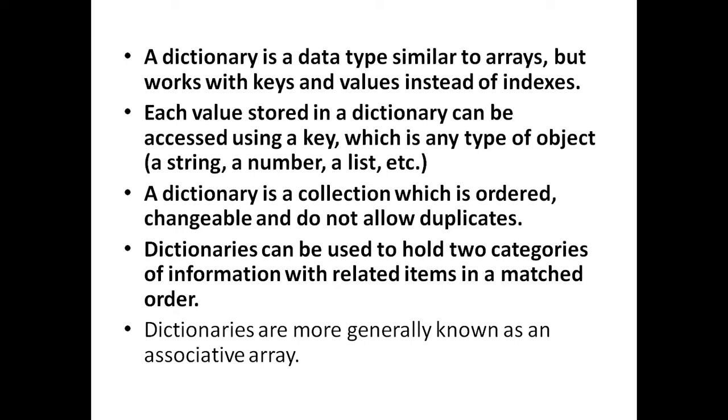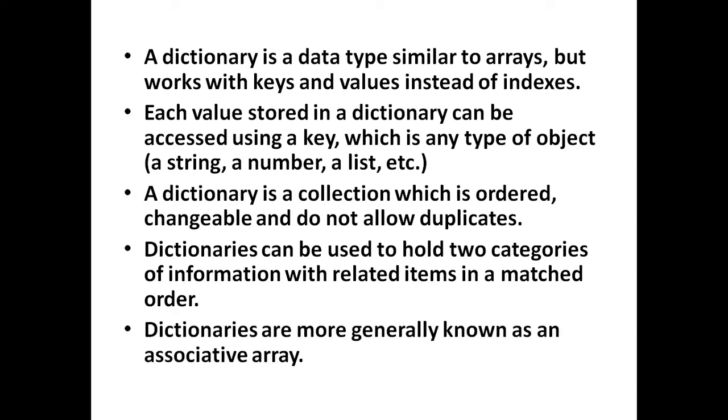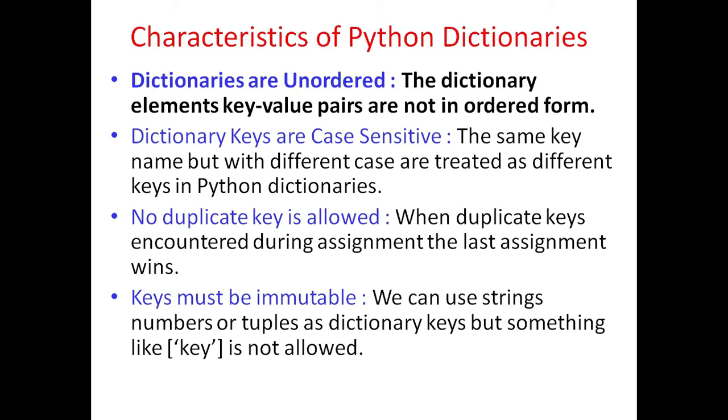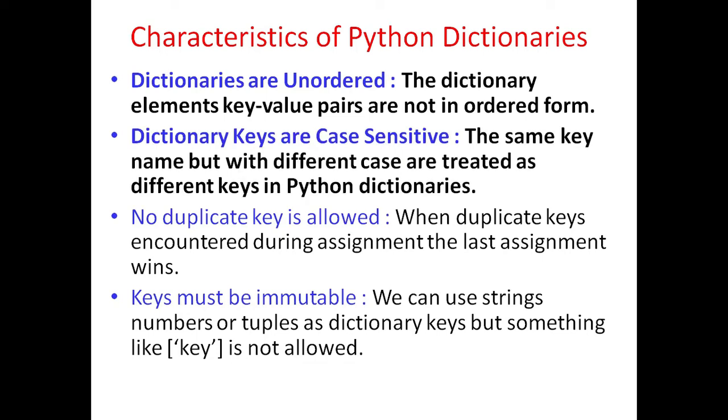Dictionaries can be used to hold two categories of information with related items in a matched order. Dictionaries are more generally known as associative arrays. Different characteristics of Python dictionaries are: dictionaries are unordered. The dictionary elements, key value pairs, are not in ordered format. Dictionary keys are case sensitive. The same key name but with different case is treated as different keys in Python dictionaries.